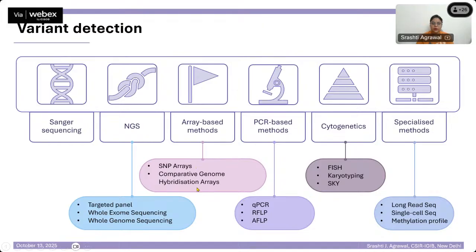For example, if we want to catch structural variants, we would either perform whole genome sequencing or comparative genome hybridization arrays, or maybe long read sequencing. If we want to catch a very disease specific mutation, we would either go for Sanger sequencing or targeted panel or SNP arrays. So each of these methods has its own advantages and is used in specific situations.